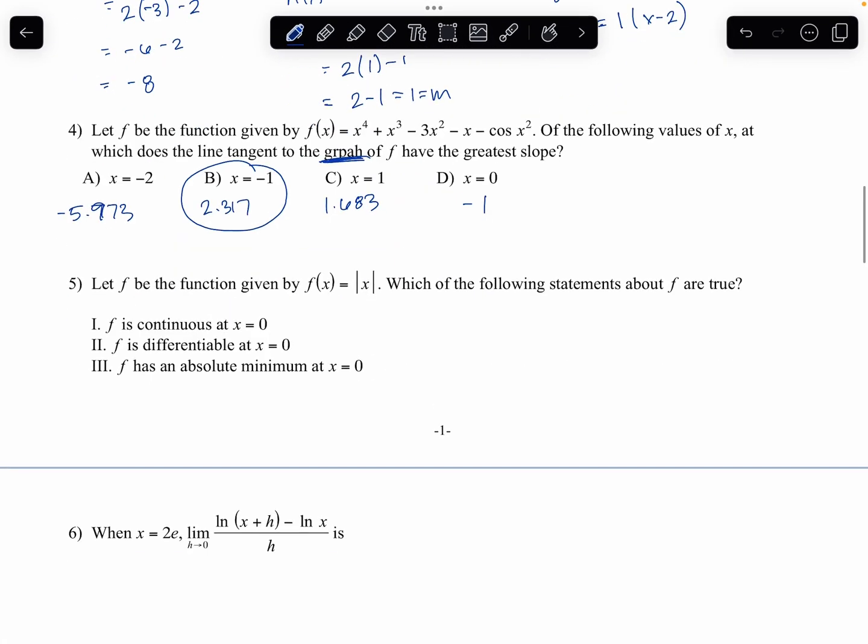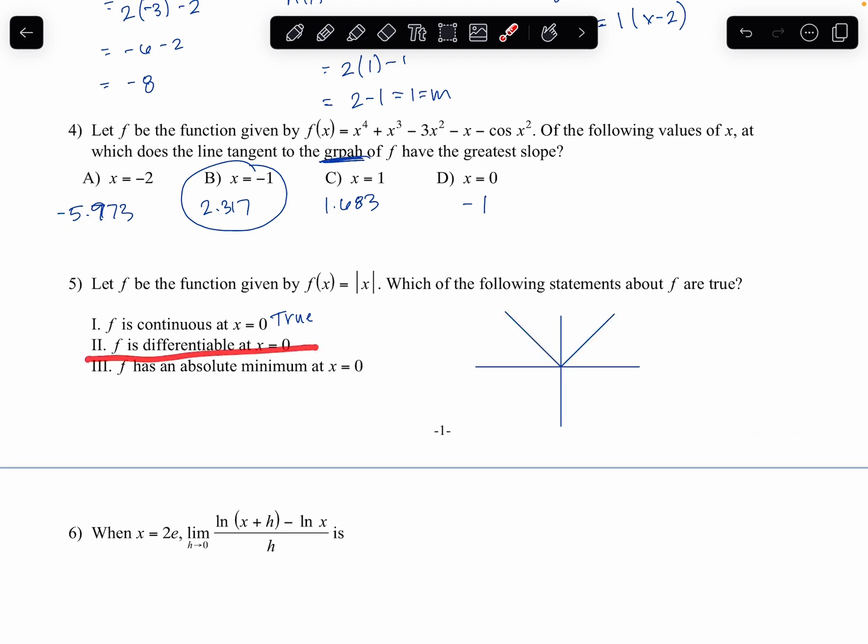Okay, so for f, let f be the function given by f of x equals the absolute value of x. Which of the following statements about f are true? I know anyways, hopefully you know, the graph of the absolute value of x, which looks like this right here. Is it going to be continuous at 0? Yeah, that's true. There's no hole here, there's no jump, there's no asymptote. The limit from the left and the limit from the right is equal to 0, and the function is equal to 0.